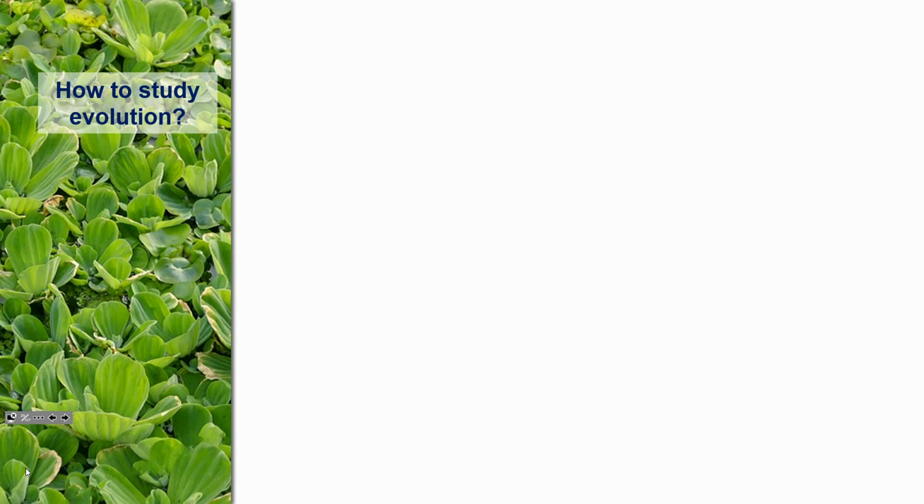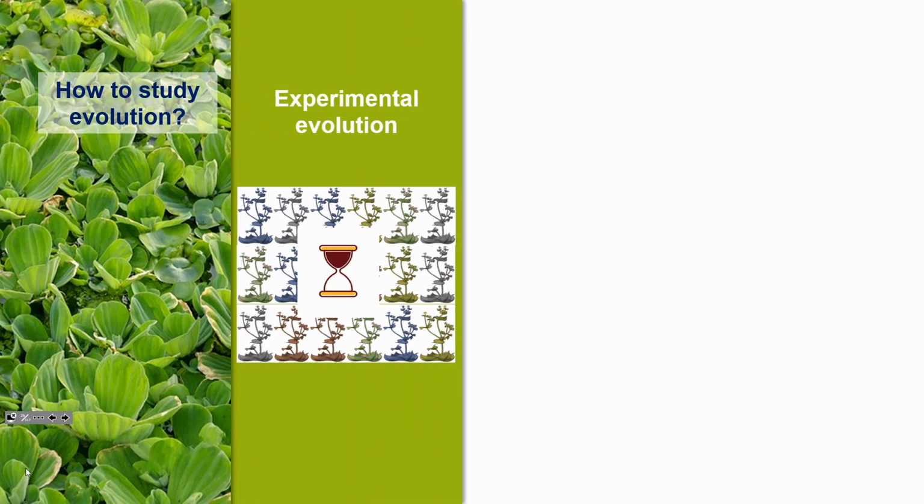But how to study evolution? Even with contemporary evolution occurring over a few generations, this is a process that requires a lot of time, resources, and often both. Typically, what we can do is use the experimental evolution approach, where you take a starting population, you expose it to some kind of selective pressure, and then you wait for several generations.